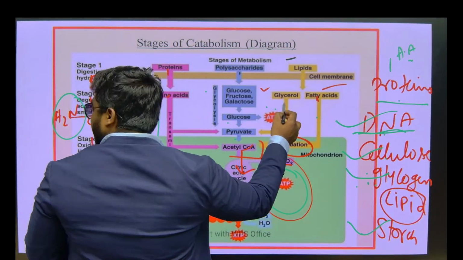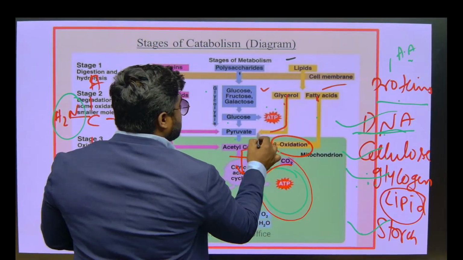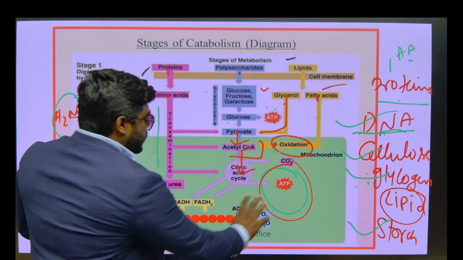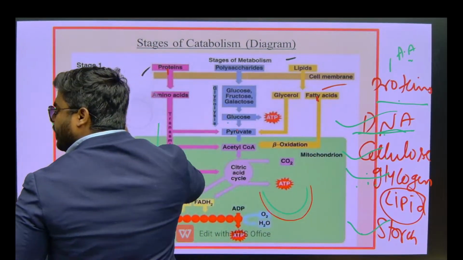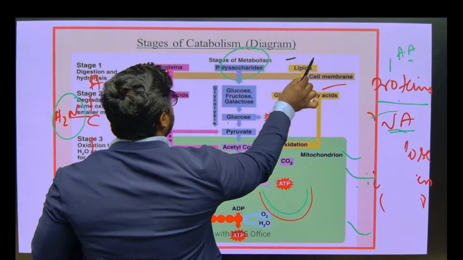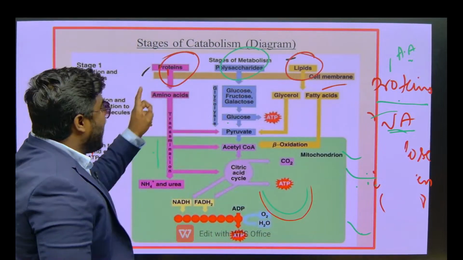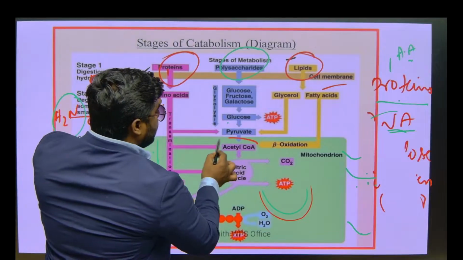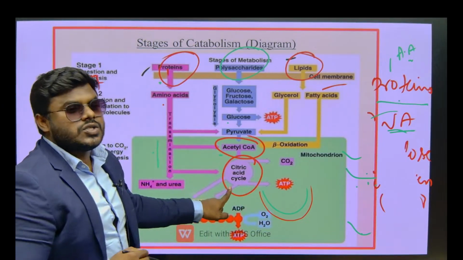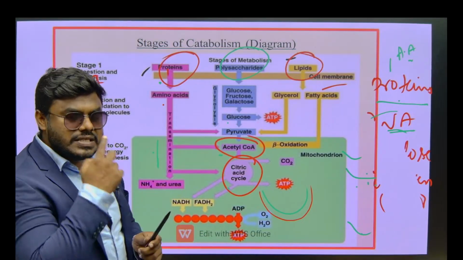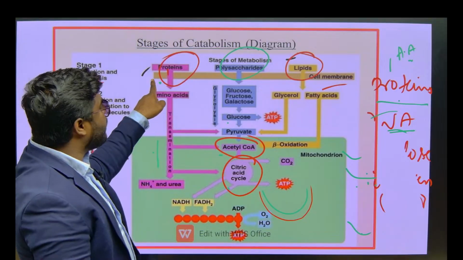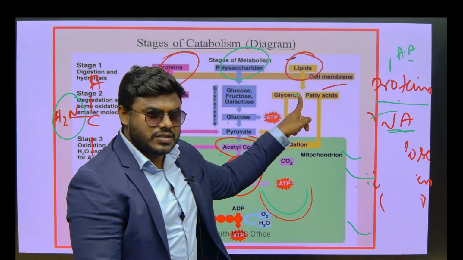Now friends, we also have glycerol. Glycerol also gives rise to pyruvate. Pyruvate is going to give rise to acetyl-CoA. So can you tell me one very common point here? Whether it is a carbohydrate, lipid or protein, everything is going to give rise to acetyl-CoA, which enters into the citric acid cycle. So we can say that acetyl-CoA is the major intermediate molecule which comes from all the biomolecules.